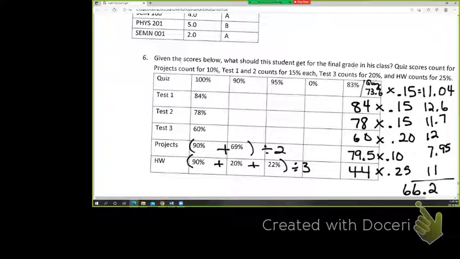66.2. Hey, Chris, this is number 6 from part 2 of section 6. Kind of like what we did yesterday.